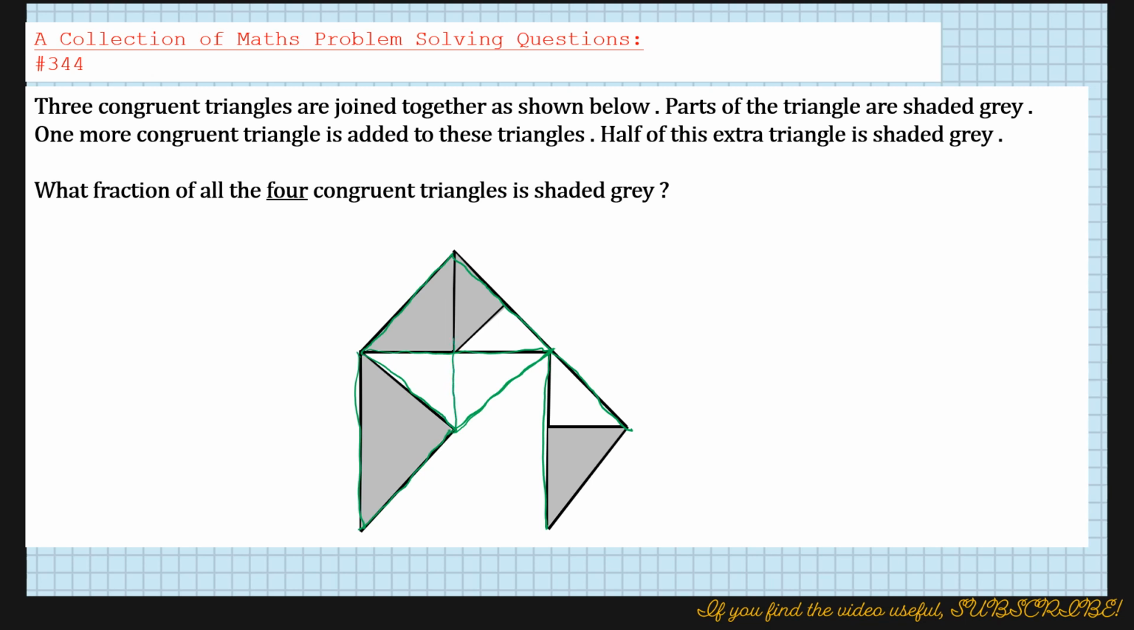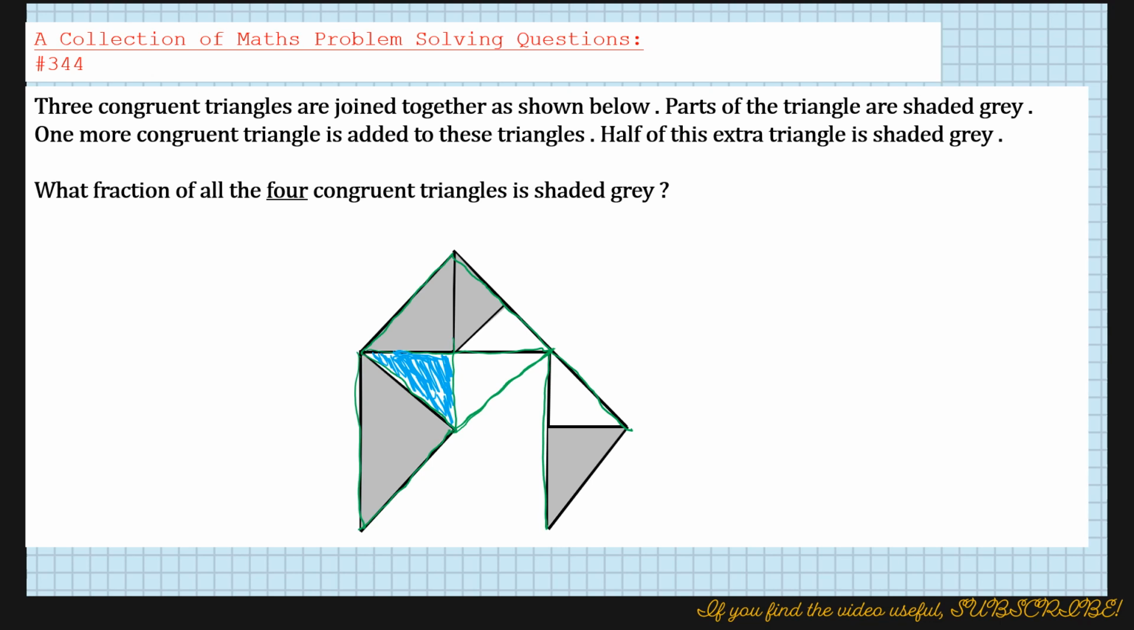So this is shaded gray. I don't have a gray in my color palette, so maybe I can shade it blue. So this is shaded, right? So half of it is shaded. So that's shaded. Now they're asking what fraction of all the four congruent triangles is shaded.